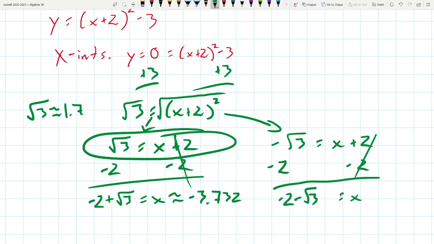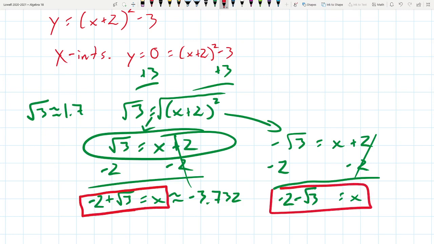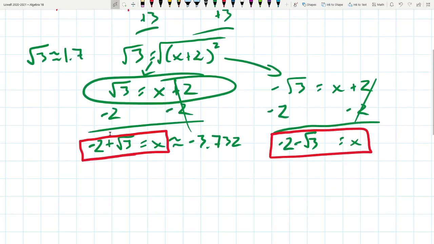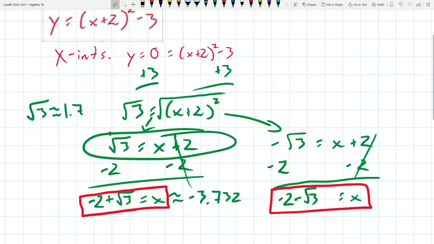And this is why I wrote it like this. As you can see, in both of these cases, your x-intercepts have that negative 2, and the only thing that's different about them is negative 2 plus the square root of 3 or negative 2 minus the square root of 3. And this is actually always going to happen once you solve an equation set up like this. Okay, we'll talk more about that in the future though.